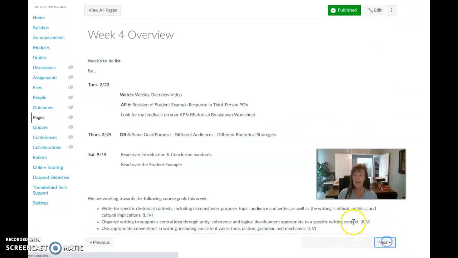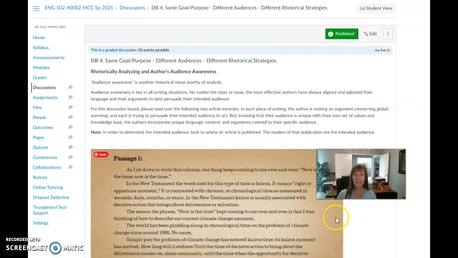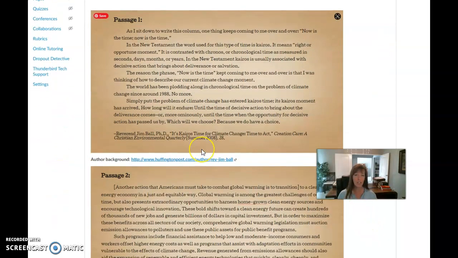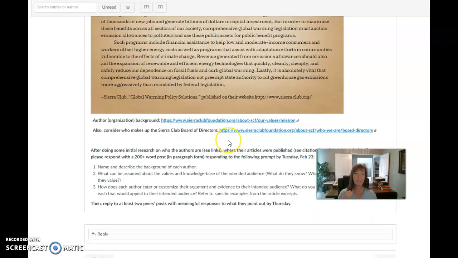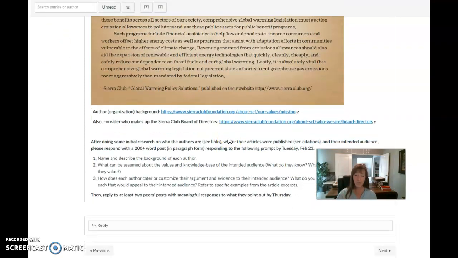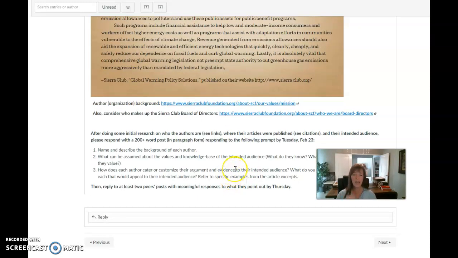But the first activity we're going to be doing is a discussion board about audience awareness. And I'm sharing 2 different passages where authors are making pretty much the same argument, but they are making these arguments to 2 very different audiences. And so they're using very, very different strategies to persuade their audience about acting on global warming. And so this is a discussion board. Read the instructions, post by Tuesday, respond to 2 peers by Thursday. Let me know if you have any questions or anything on that.